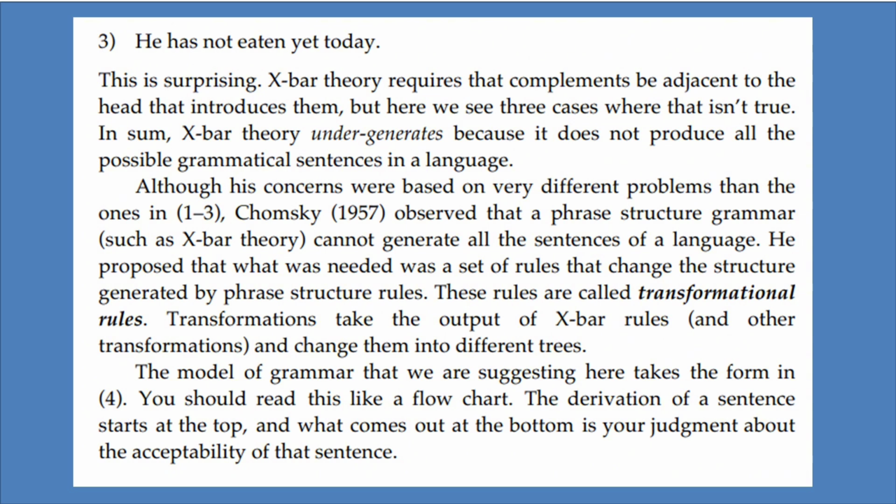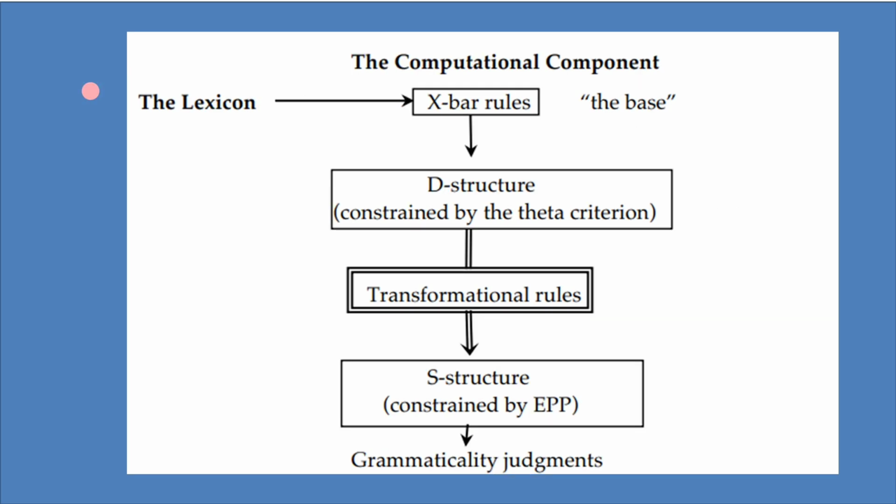The model of grammar that we are suggesting here takes the form in number 4. You should read this like a flow chart. The derivation of a sentence starts at the top, and what comes out at the bottom is your judgment about the acceptability of that sentence. Now, take a look at this flow chart. The computational component: the X-bar rules, the lexicon, the base, D-structure constrained by the theta criterion, transformation rules, S-structure constrained by the EPP, and grammaticality judgments.